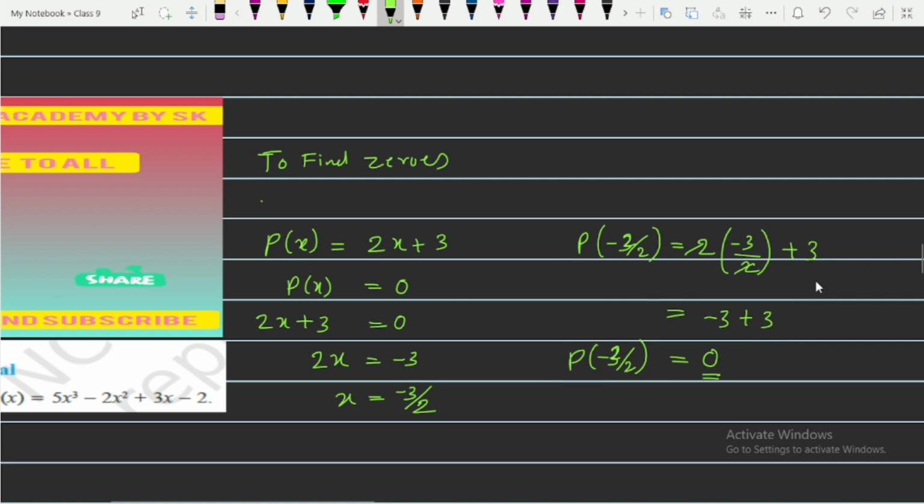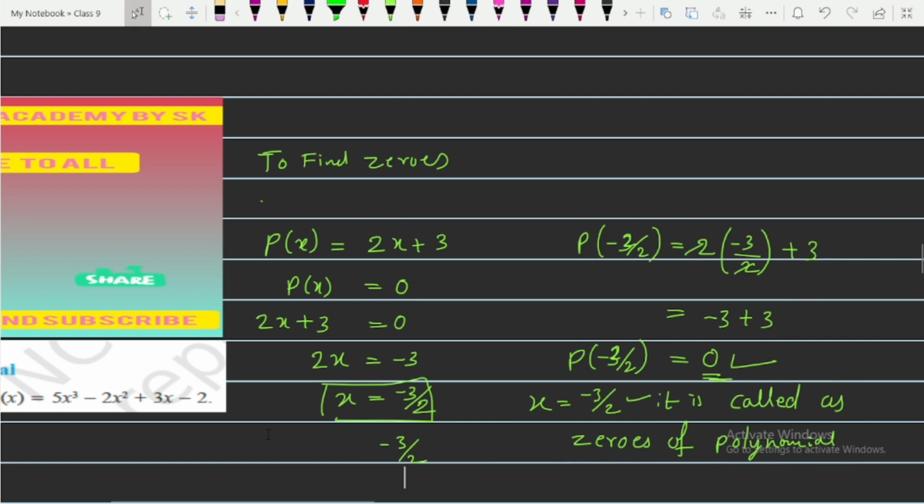So the value we put here, x equal to minus 3 by 2, for which the value of the polynomial is 0, is called the zero of a polynomial. When the value of the polynomial is 0 for some value of x, that x value, here x equal to minus 3 by 2, is called the zero of the polynomial. So minus 3 by 2 is the zero of this polynomial, okay.